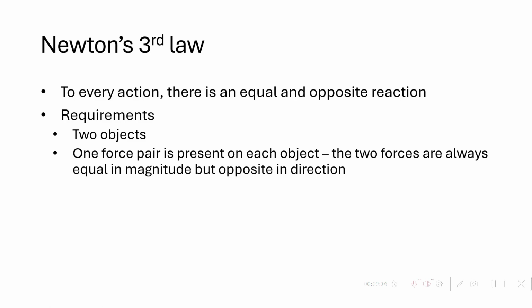Newton's third law. For every action, there's an equal and opposite reaction. So if I push against the wall with 100 newtons of force, the wall is going to push back with 100 newtons also. Later on, if I get mad and frustrated and push against the wall with 200 newtons of force, the wall will push back with 200 newtons. It's an equal and opposite reaction.